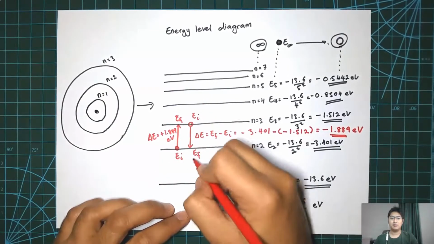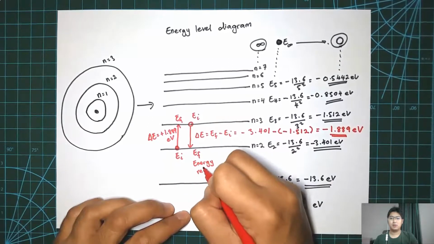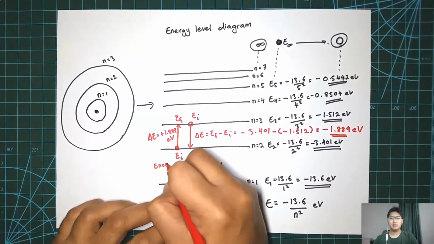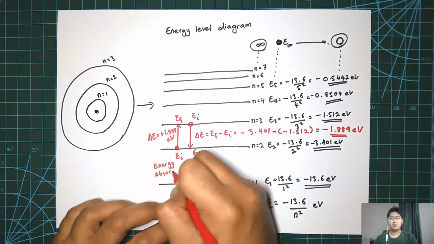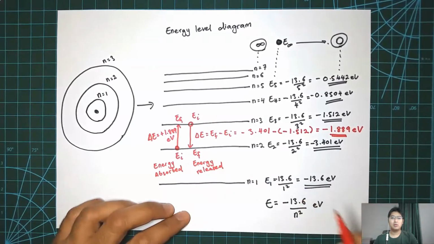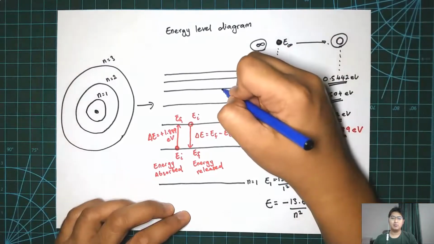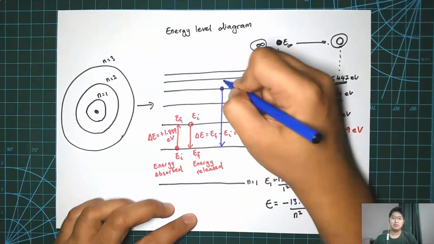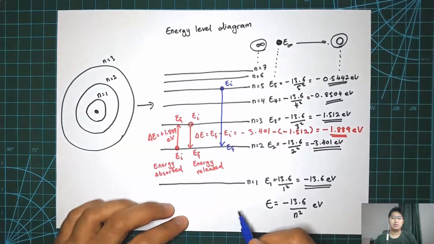Let's say the transition between energy level 2 to energy level 3, the energy will be gained, and the energy difference equals positive 1.889 electron volt. Similar to E3 to E2, the magnitude of the energy difference is the same. The only difference is the sign. Negative shows that energy is emitted, positive shows that energy is absorbed.